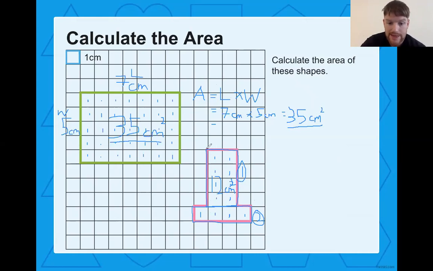The longer side is the length. So the longer side is this side. 1, 2, 3, 4. The length of this side is 4 centimeters. And the length of my shorter side would be this one, which we also call the width. And that would be 1, 2 centimeters.